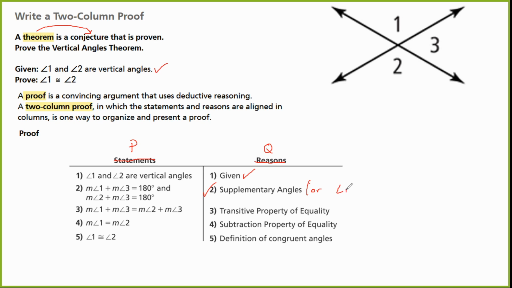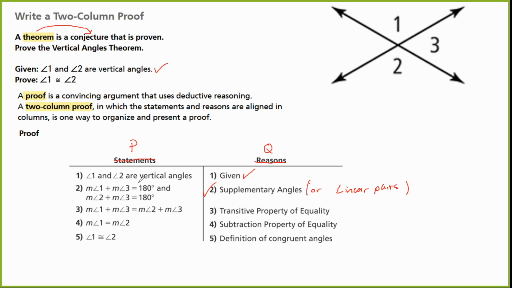Or we could write the linear pairs theorem, right? So again, two different answers that mean exactly the same thing. So we do have more freedom in this class. But now we need to verify that that's true before we move on. 1 and 3 are in fact linear pairs and would add up to 180. 2 and 3 would also add up to 180.